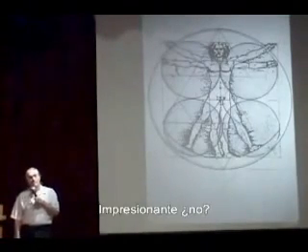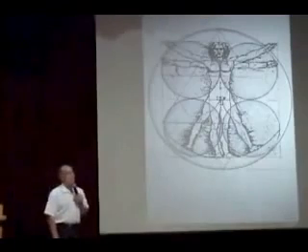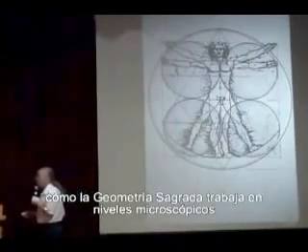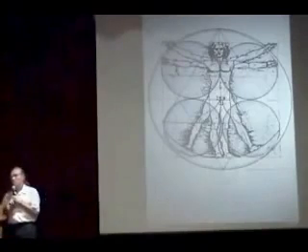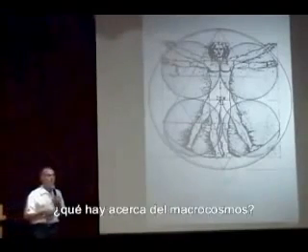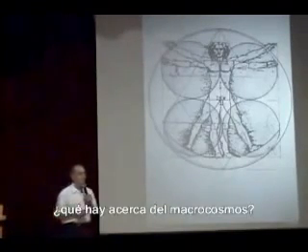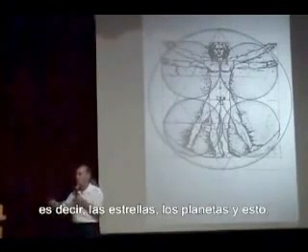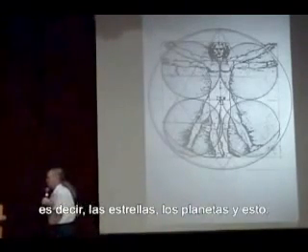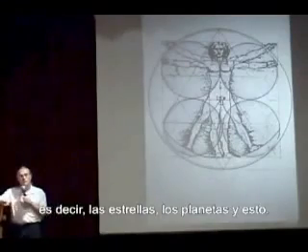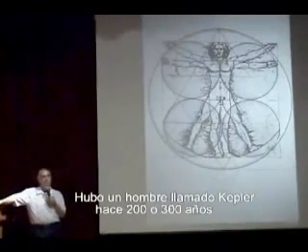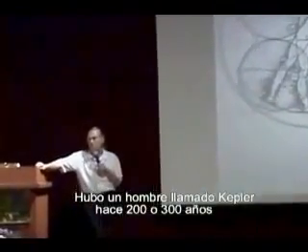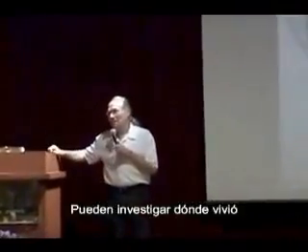So we just touched upon how sacred geometry works on microscopic levels. What about the macrocosm instead of the microcosm? Let's look up into the macrocosm of the stars and the planets and these kinds of things. There was a man named Kepler. I can't remember when he lived. I think it was 200 or 300 years ago, but I don't actually remember. But yeah, you can look it up.